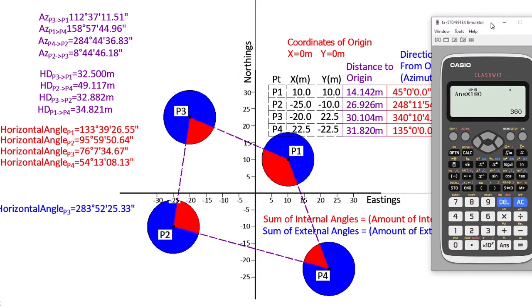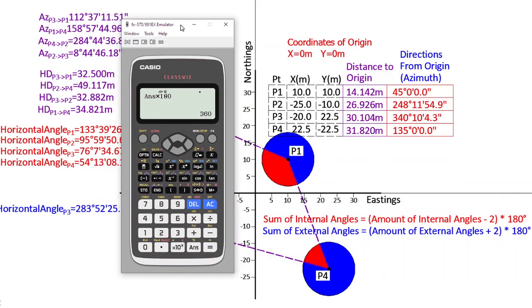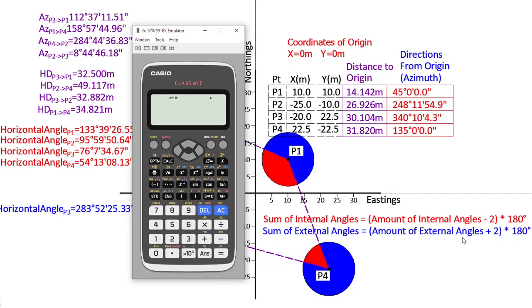So if you apply the second model here, which is for the external angles, let's just see what is the sum of the total of all those 4 angles together. We just go and use our theoretical model. So this is the value that we are expecting.